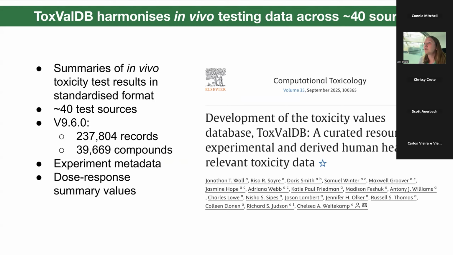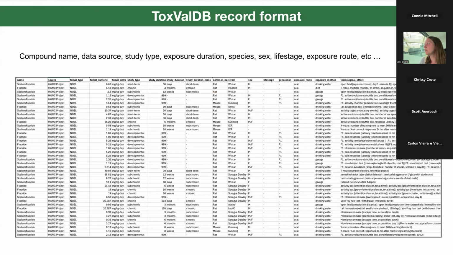And so the version that I was using was 9.6.0, and there they had over 230,000 different records across almost 40,000 different compounds. And then they extracted that experimental metadata in a harmonized format, and then also these dose response summary values. So the data looks like this. This is just a screenshot of a table that I pulled out of ToxValDB.